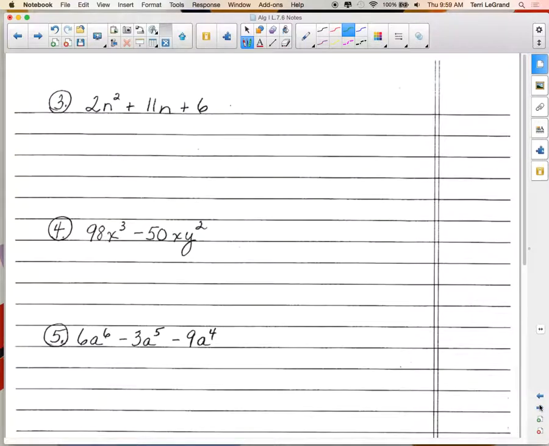Okay, let's look at this next one. GCF? No. So let's put that in our notes. You know what, we did look for one, but there wasn't one.